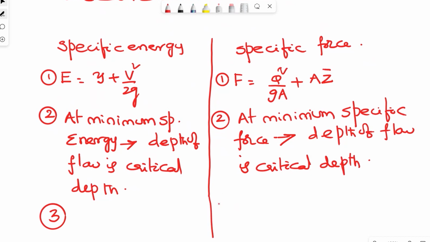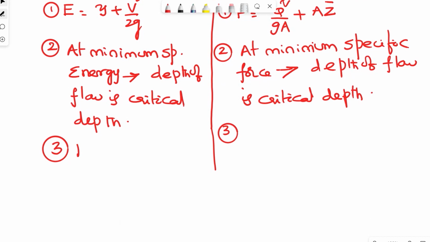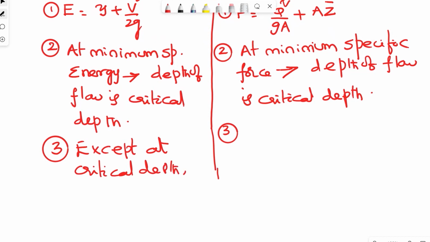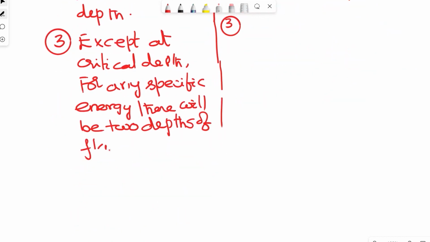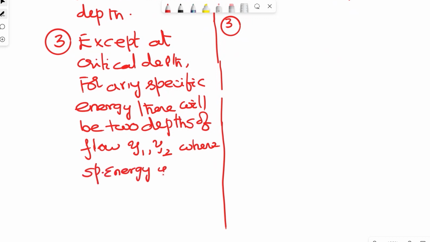Third point: except at critical depth, for any specific energy, there will be two depths of flow, y1 and y2, where the specific energy is the same.